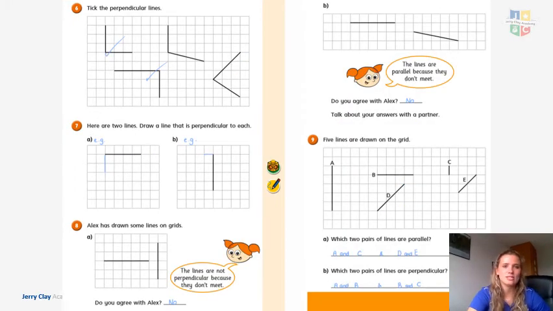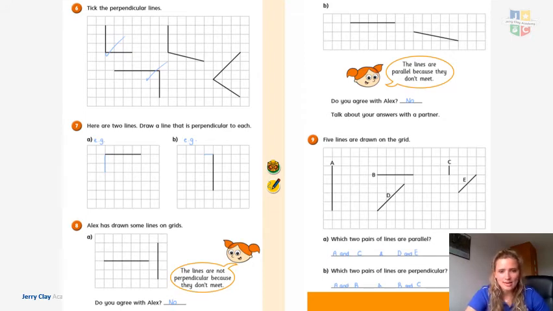Question 6, tick the perpendicular lines. So obviously the ones that are ticked, we can clearly see that there's a right angle because a square would fit inside it. Then for number 7, you had to draw a perpendicular line. So as long as you drew it so that it looked like an L, or an L on its side, or so that it had a right angle, then that would be a perpendicular line.